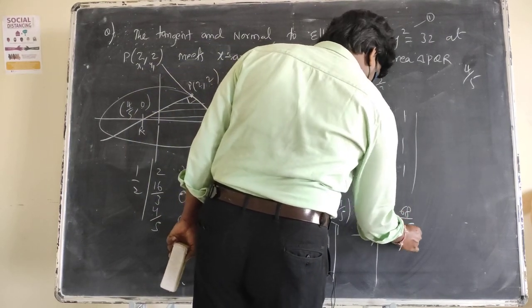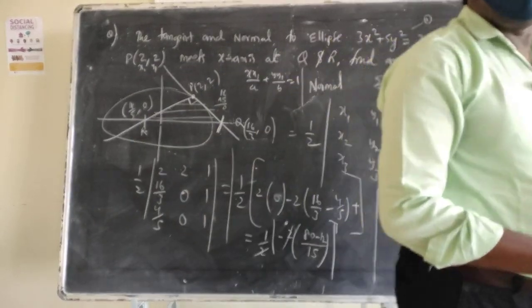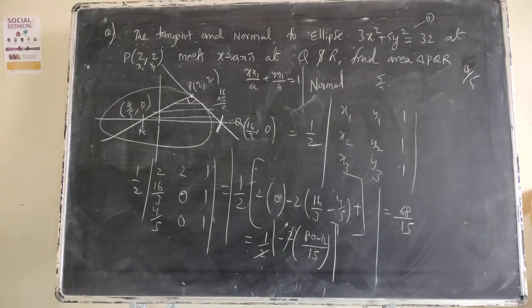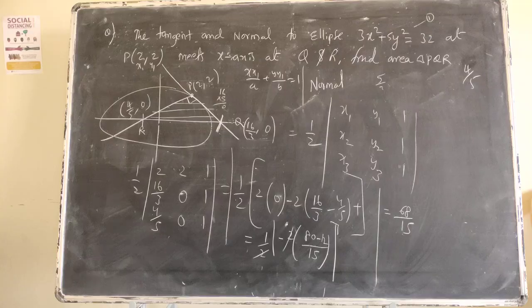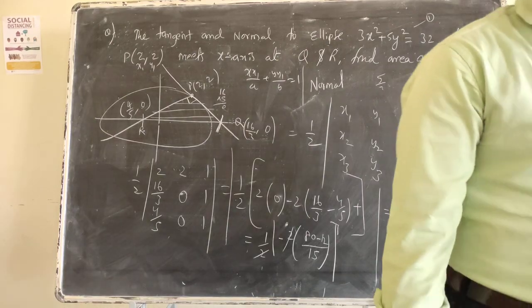Is it 68 by 15? What happened? 68 by 15, cancel that. How much do you get? The answer is 68 by 15 square units.